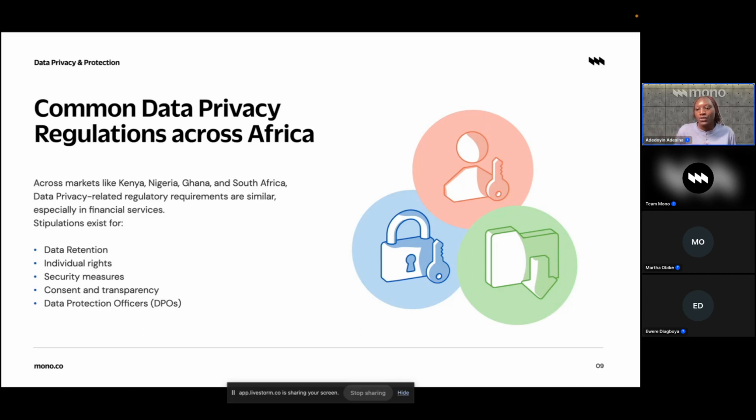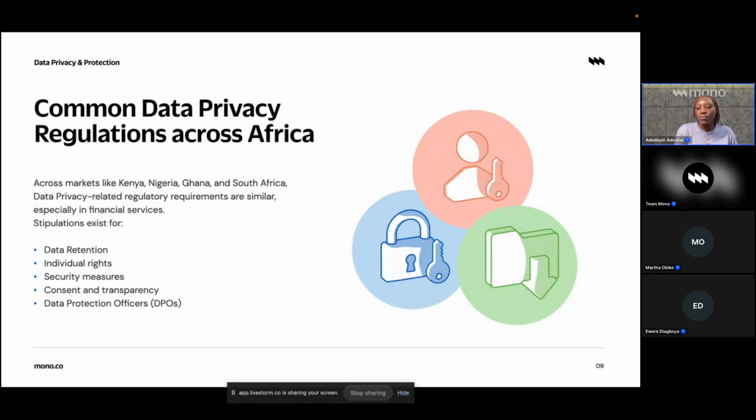Yes. So all through the life cycle of your relationship with your customers, all through the time that you're receiving information from them, you are to make sure that it is protected. And the only person that has a right to alter or request for rectification of that information is actually your customer. And then consent and transparency, we will speak more about this. And then finally, data protection officers.